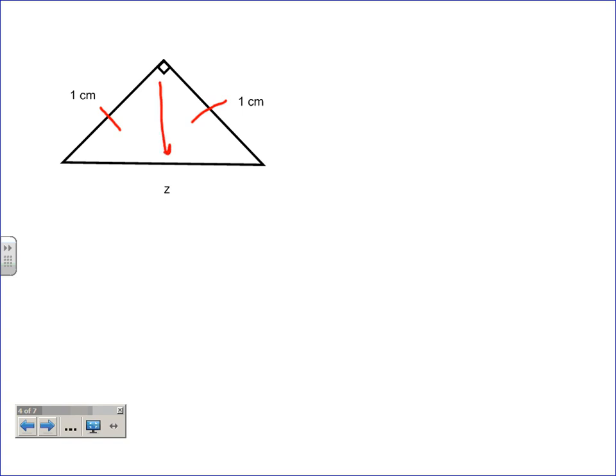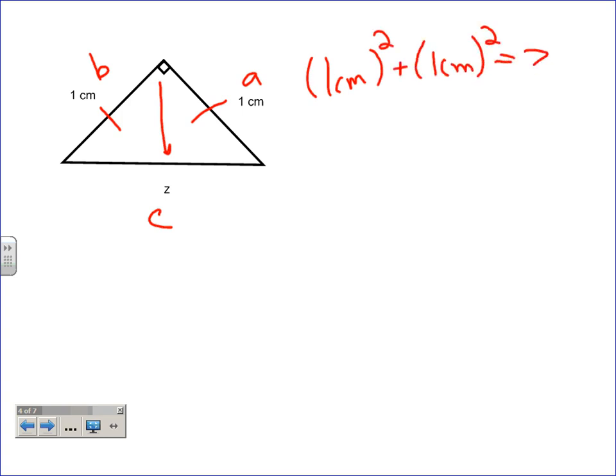Right? Well, we got 1 and 1. Well, let's see what happens. So we'll kind of call this A. We'll call that B. So there's our C. So we've got 1 centimeter, which we have to square, plus 1 centimeter, which we have to square, equals, we'll call it Z. Whenever I make a Z, I'll do that so you know it's not a 2. All right? Same thing with my S's, so it doesn't look like a 5. All right? So 1 centimeter squared.